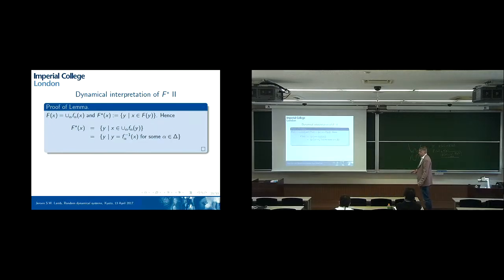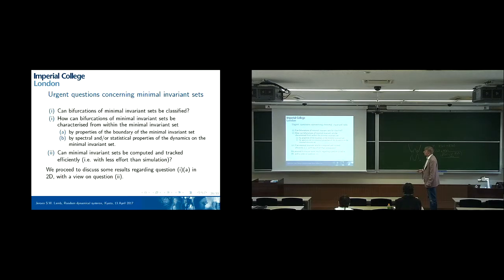And so the proof is very easy. So this definition of f of x, this definition of f star of x, and I just write things out. f star of x is the y such that x is in f of y, then I write f of y as the union over alpha of f alpha of y. This precisely means that y is f alpha inverse of x for some alpha in delta. Right, so the f star map is precisely associated with the inverse process.